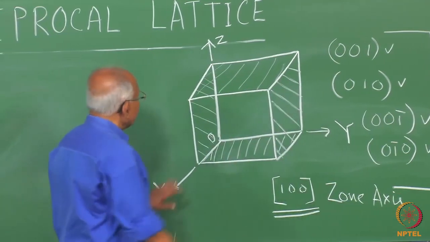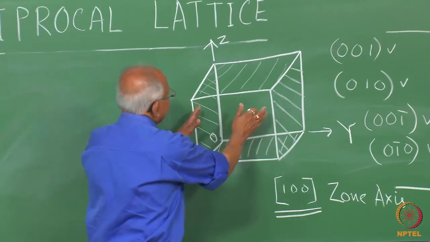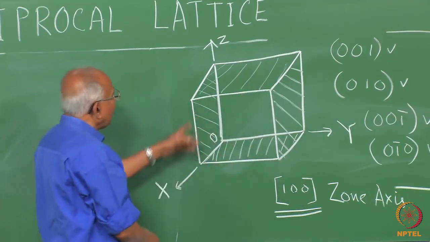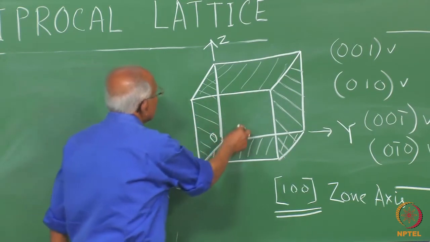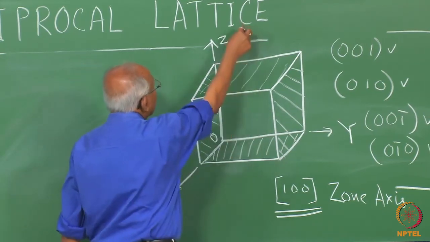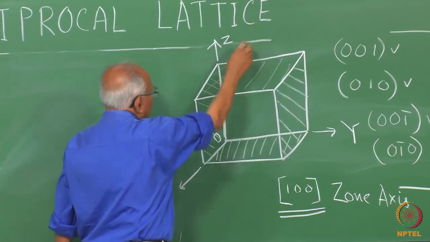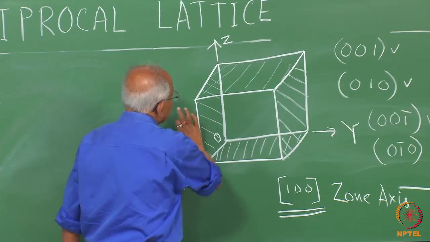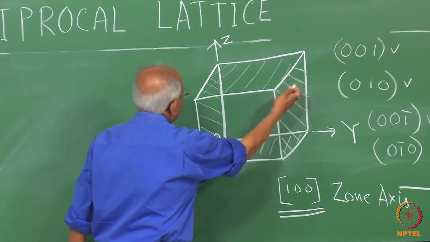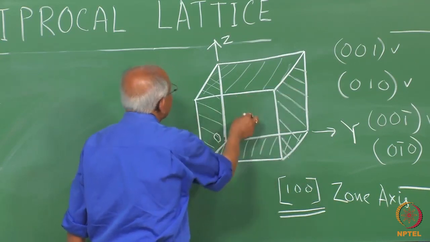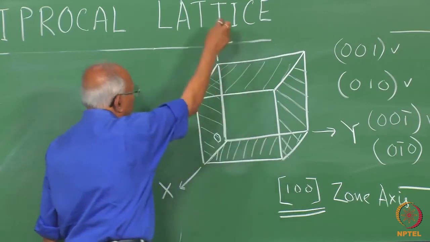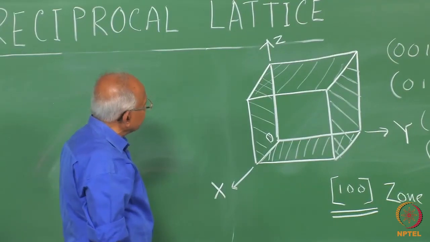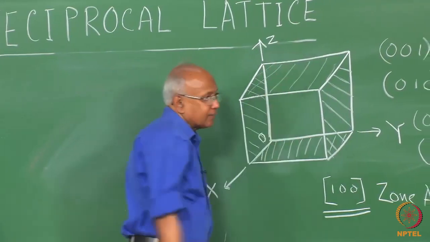Similarly, if we look at the front plane, the right hand side plane, the back plane and the left hand side plane, all 4 planes are parallel to this axis, which is the 0, 0, 1 direction. So, they are all parallel to the 0, 0, 1 direction. So, those 4 planes also form a zone with this direction as the zone axis.